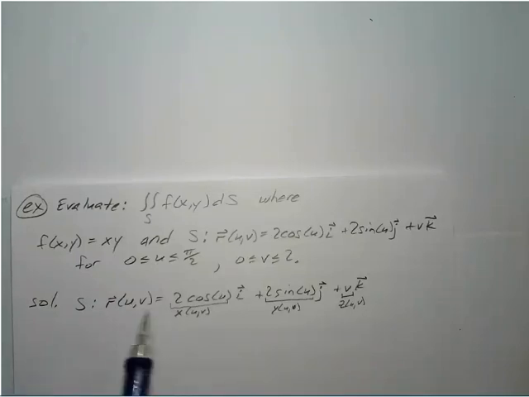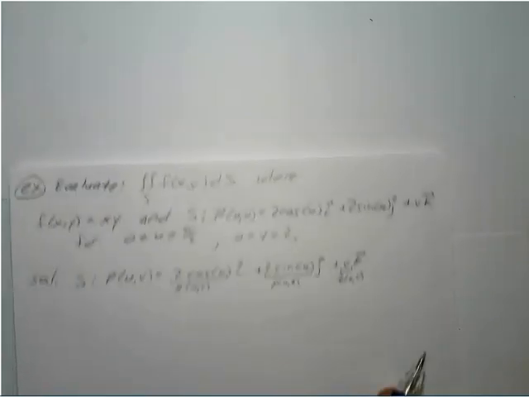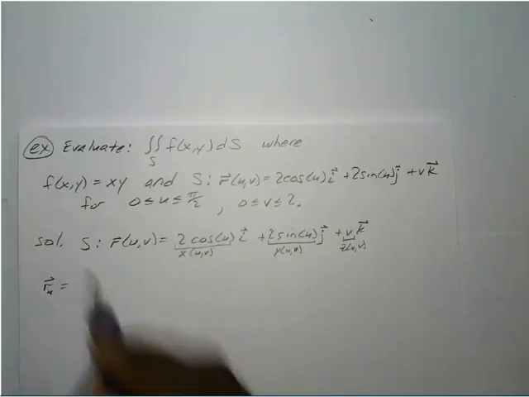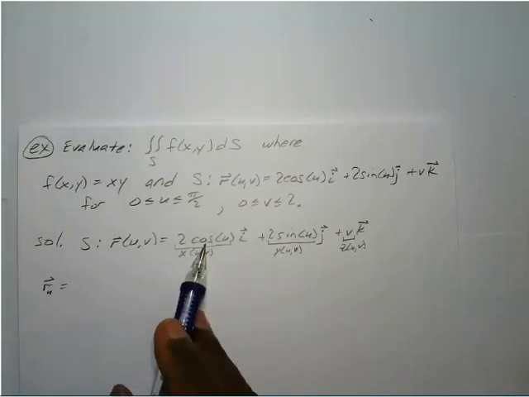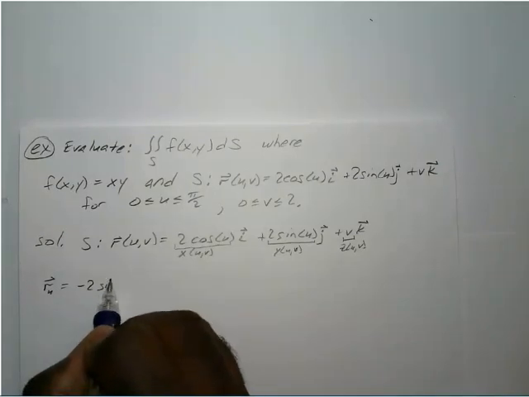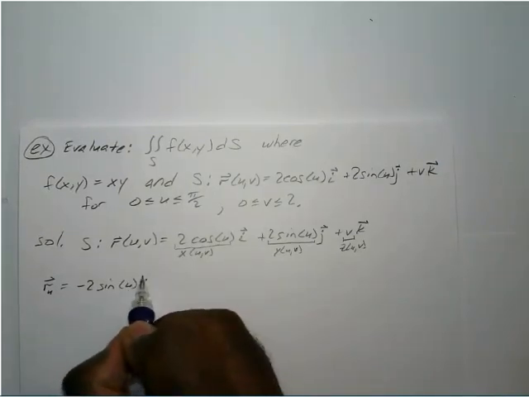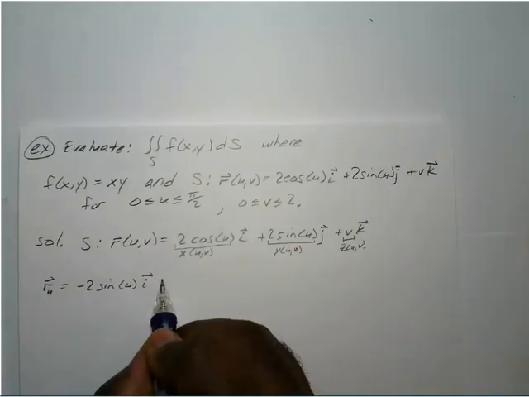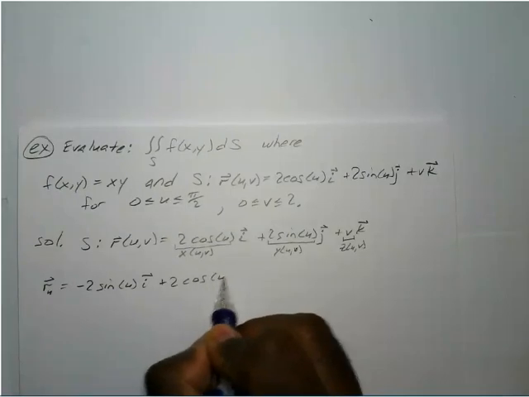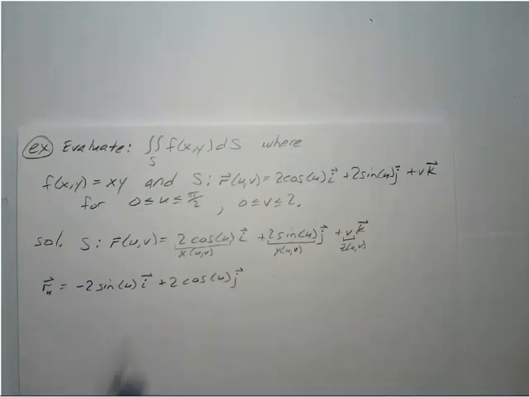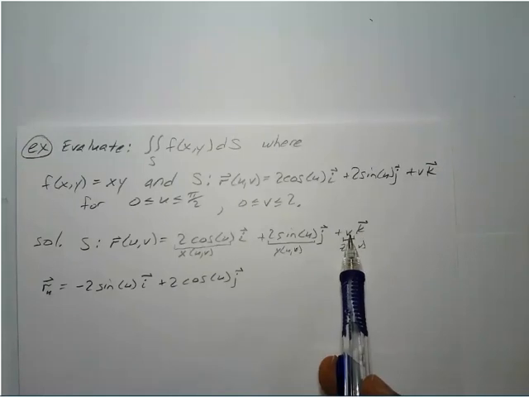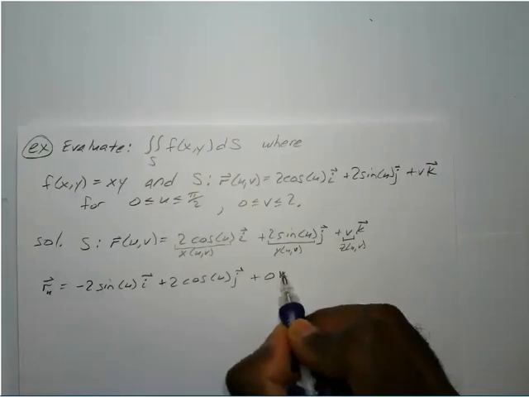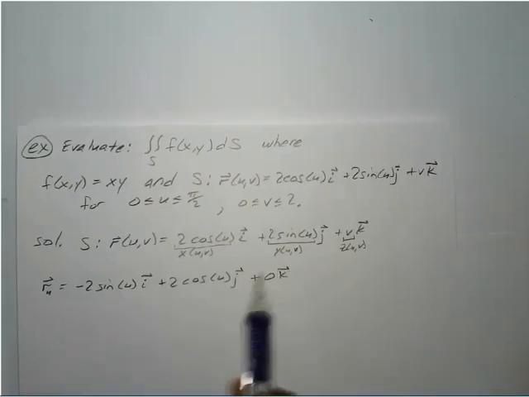Okay. So now we have to find the first partial derivative with respect to u. The derivative of cosine is negative sine, so that's negative 2 sine of u times the i unit vector. The derivative of sine is cosine, so that's plus 2 cosine of u times the j unit vector. And because it's with respect to u, that v is a constant, so that just becomes 0. So you can actually write plus 0 times the k unit vector, just as a placeholder.